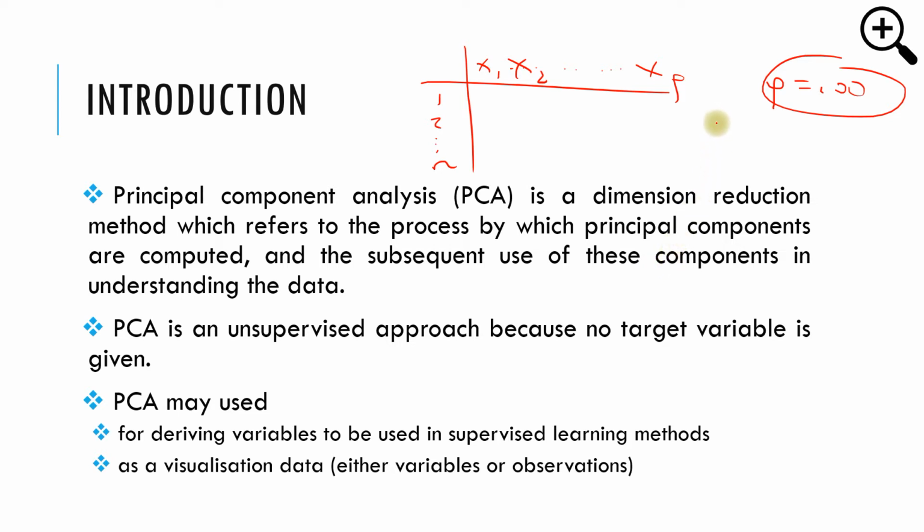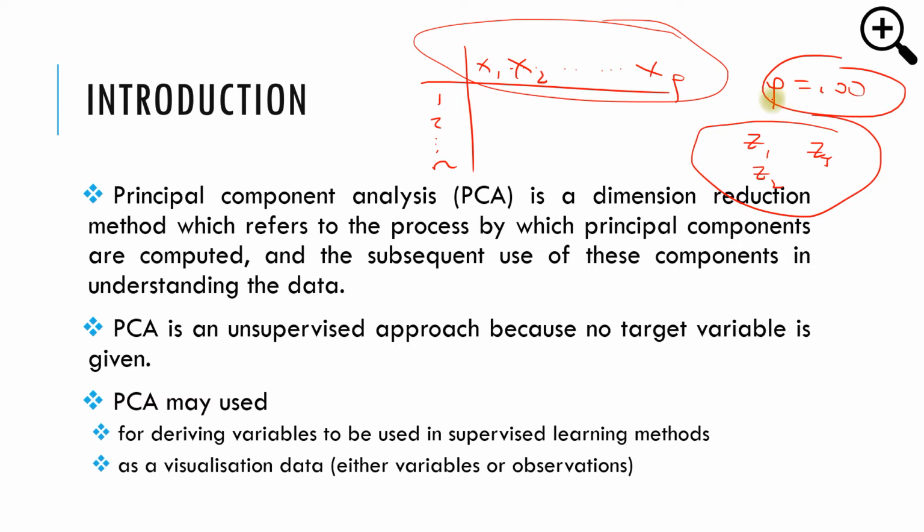Okay, so the idea is that instead of working with 100 variables, you come up with a case where you are going to work with a fewer set of variables. Let's suppose 3 variables. So what is happening here is that these 100 variables are transformed into a new set of variables, and you look at a fewer set of variables.